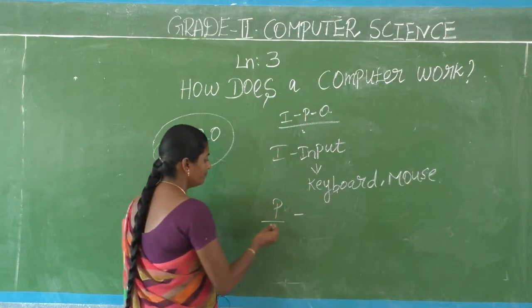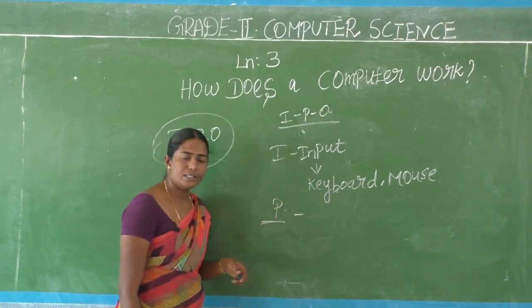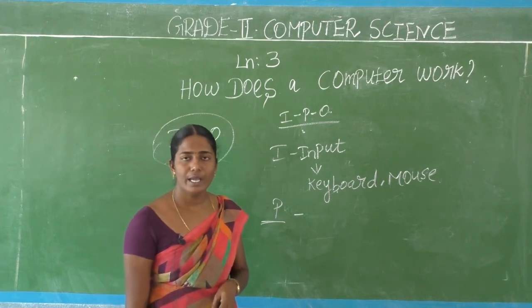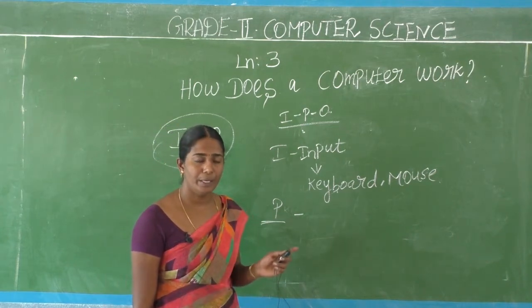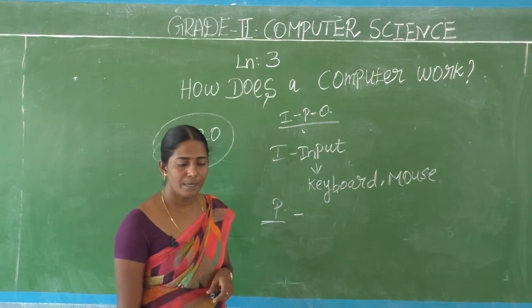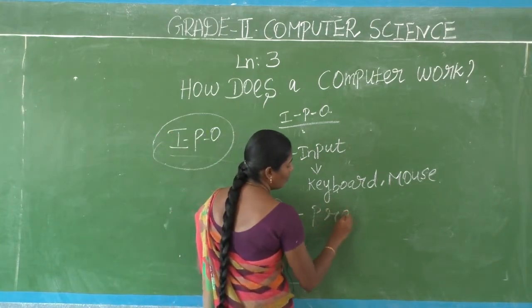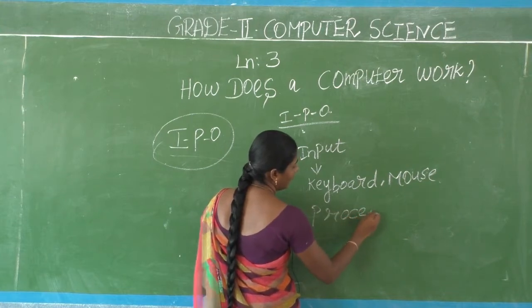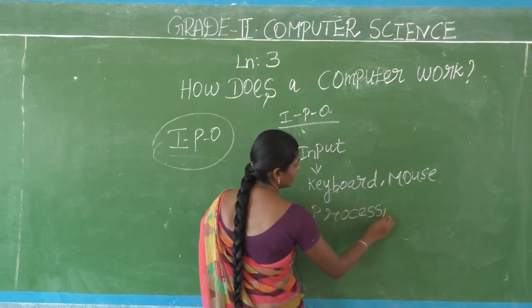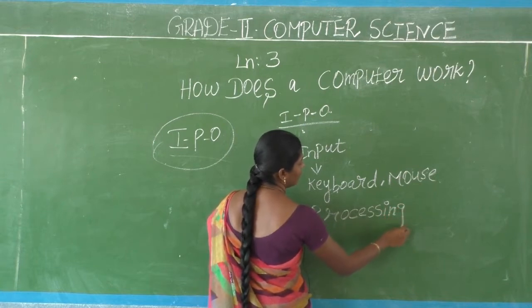Next one, P. Tell me once again, what is P? P means processing. What is the spelling for processing? P R O C E S S I N G.